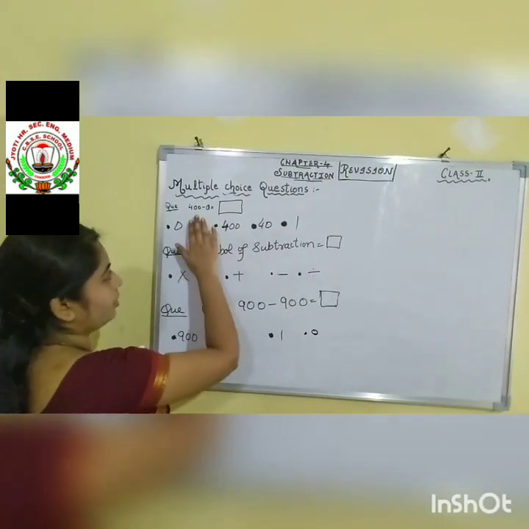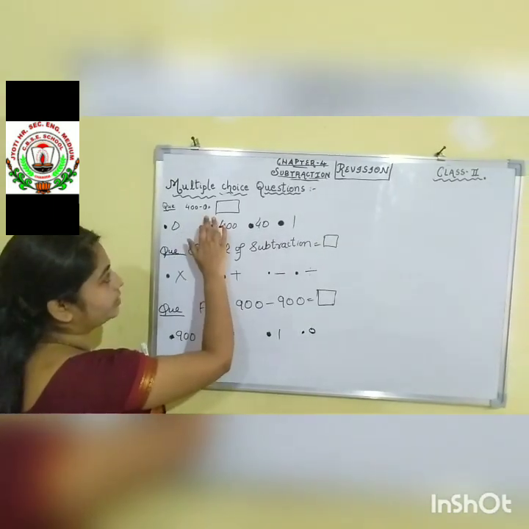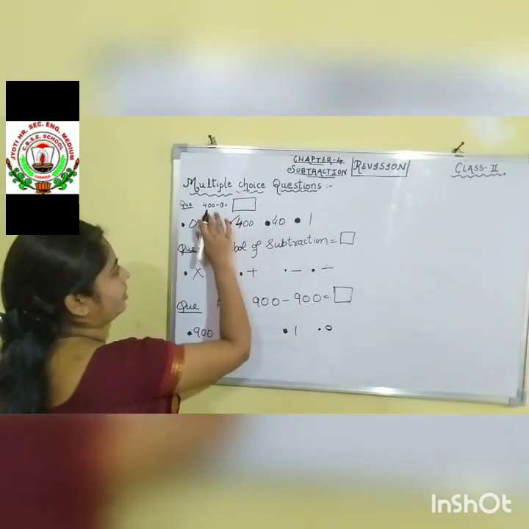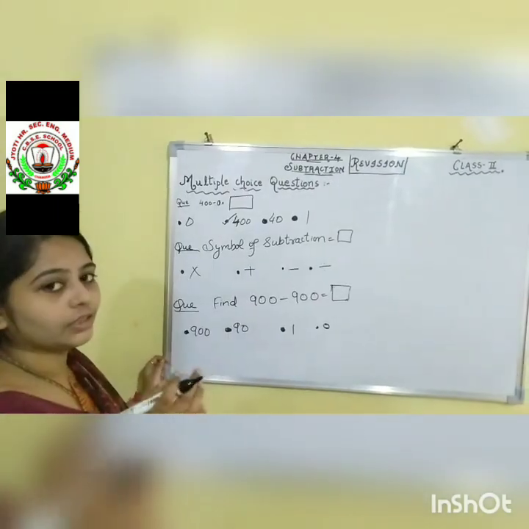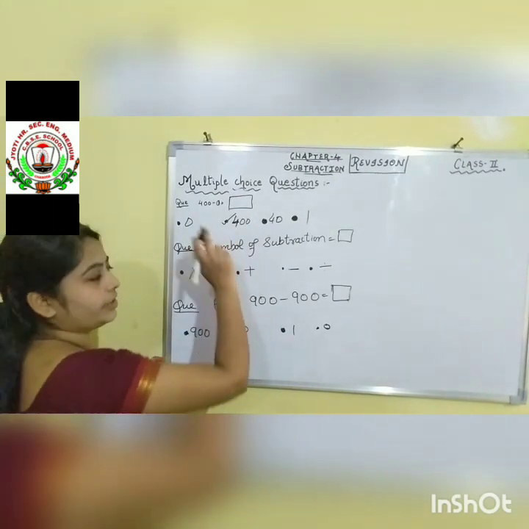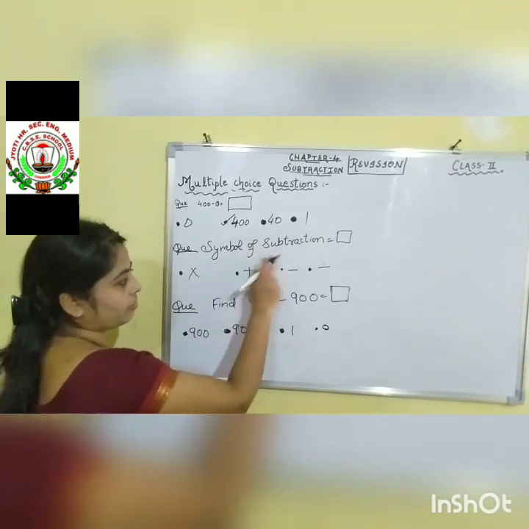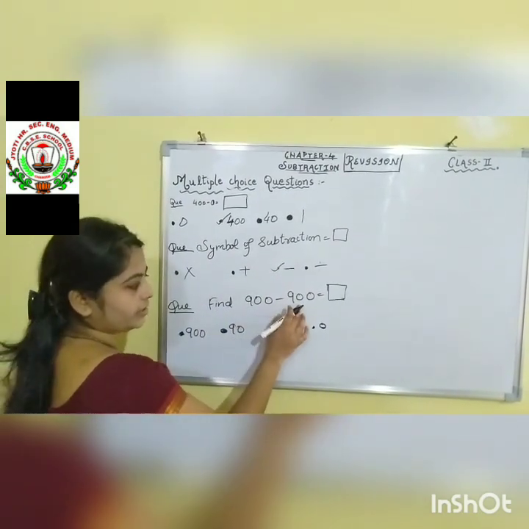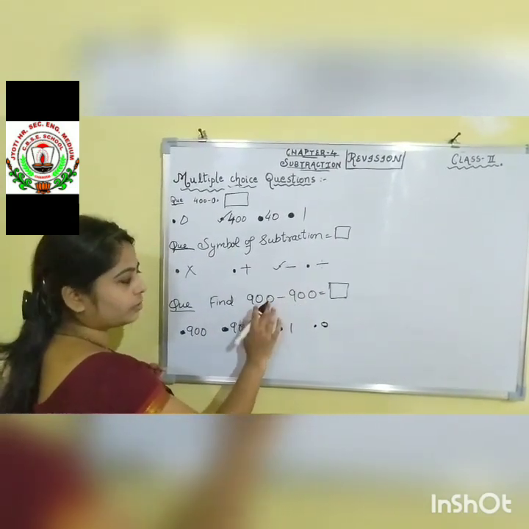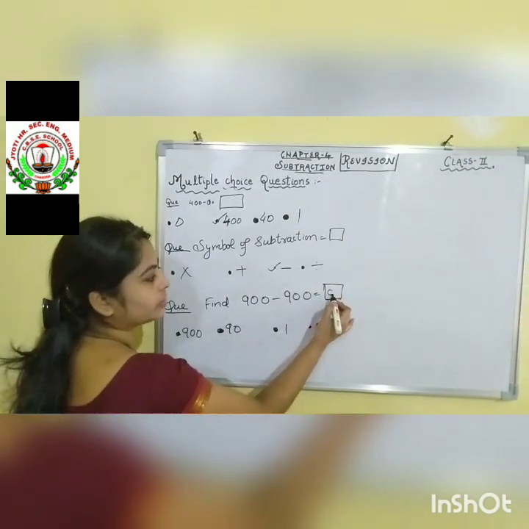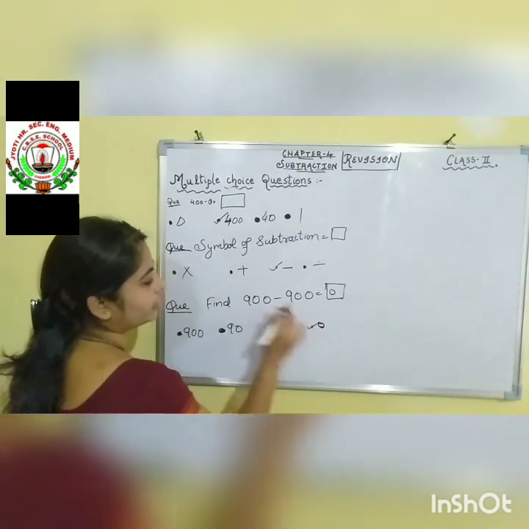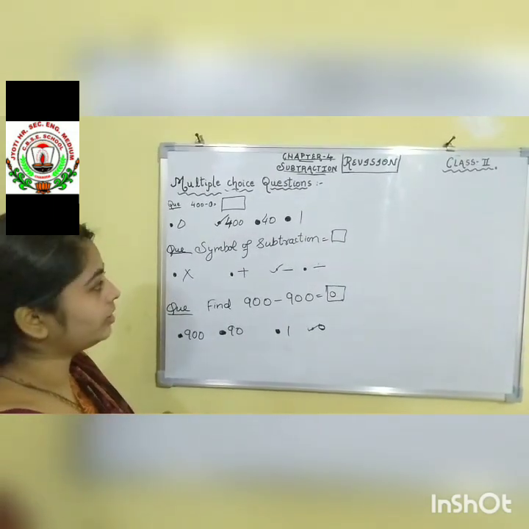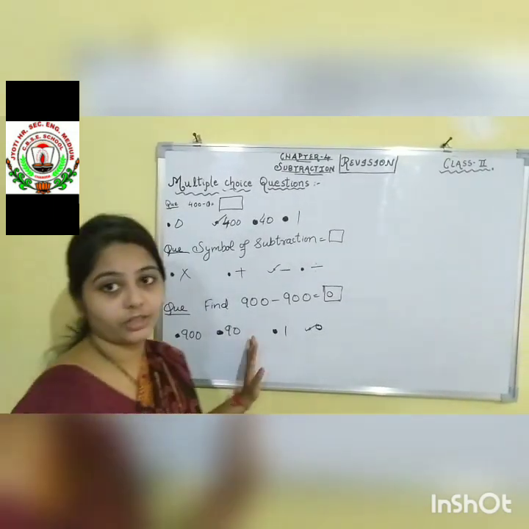So children, if the question is given to you, 400 minus 0, then what will the answer be? The same number itself, 400. If 20 minus 0 is asked to you, then you will write down 20. What is the symbol of subtraction? This one. Find 900 minus 900. If the same number is given to be subtracted, then the answer will be 0. If it is asked 20 minus 20, then what will you write down? 0. So children, this is the way you have to practice for your pre-midterm exam.